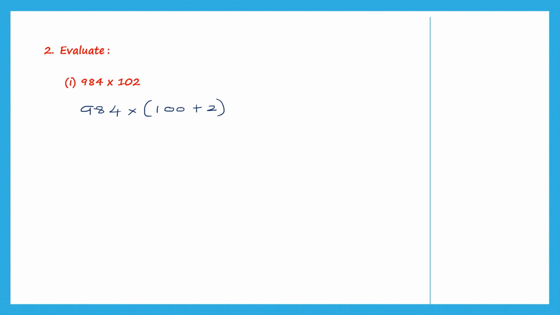984 into 100 plus 2. So that will be equal to 984 into 100 plus 984 into 2. So this makes it easier, isn't it? Because 984 into 100 will be, you just have to write 984 and add the 2 zeros. That becomes 98,400 plus. Now we just have to multiply 984 into 2.